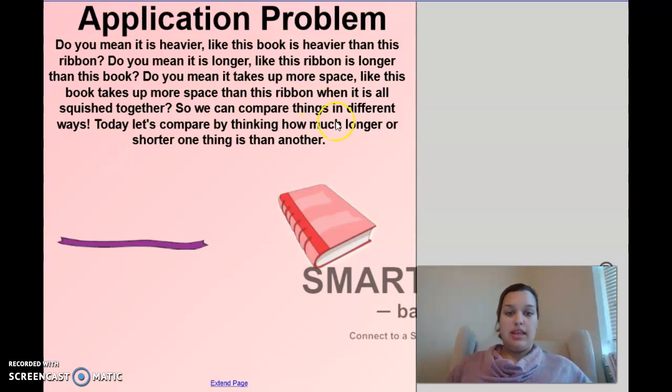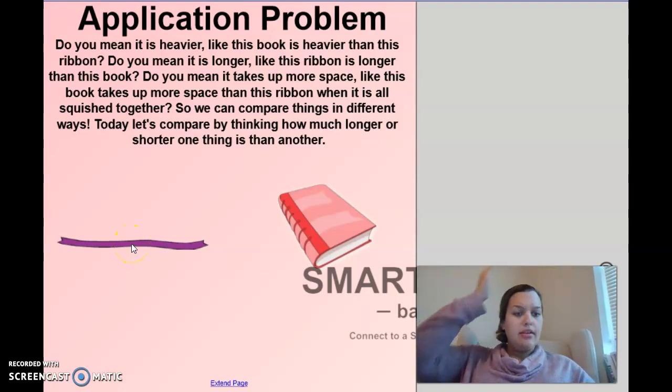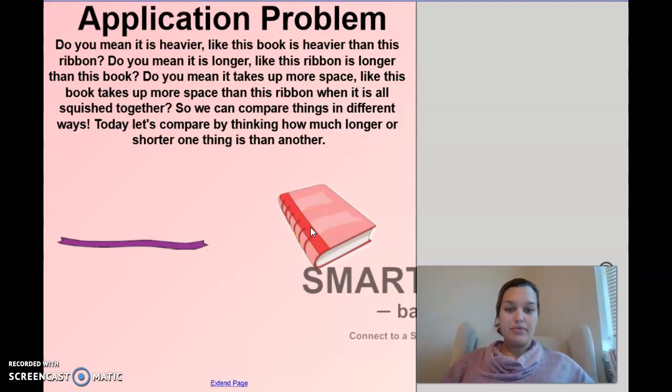So I want you to look at this picture right here. We have a ribbon and a book. Which one is longer? If you think the ribbon's longer, put your hand on your head. If you think the book is longer, put your hand on your nose. I would say the ribbon is longer than the book.